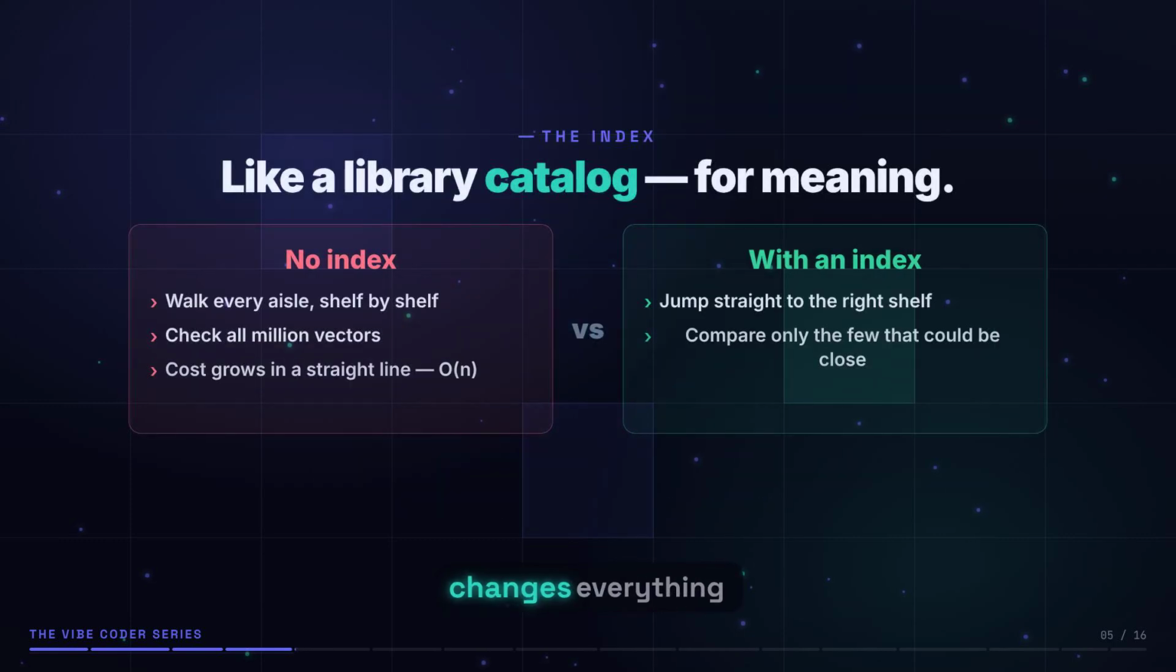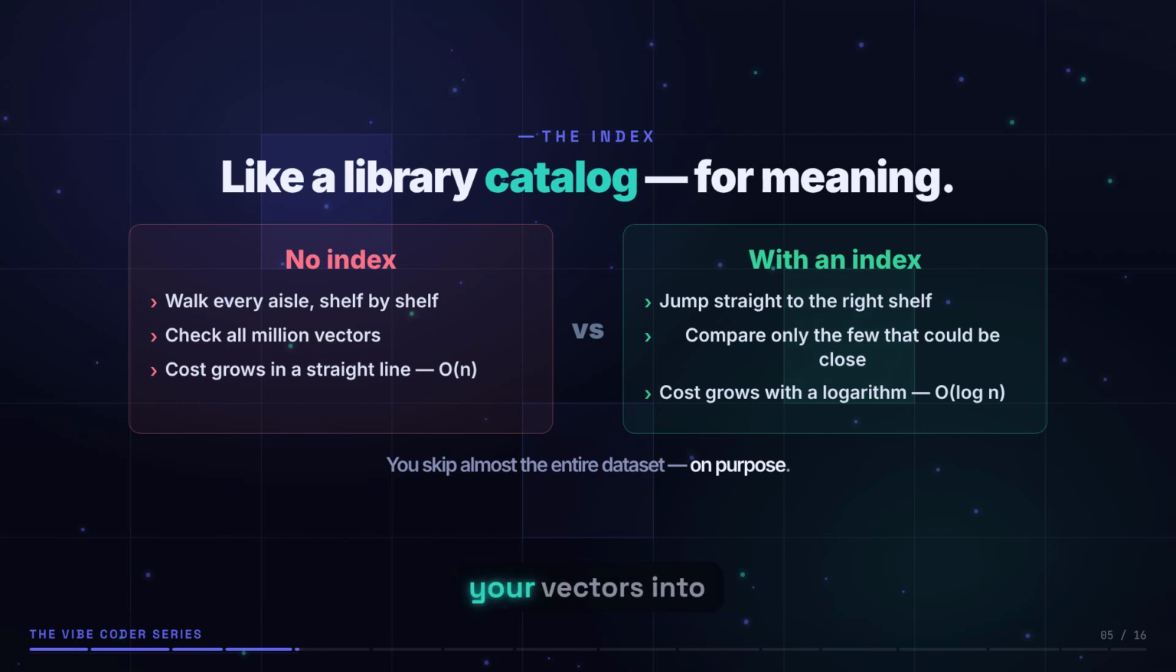This is where the index changes everything. Instead of dumping your vectors into one giant unsorted pile, the database groups nearby vectors together in advance before any search ever runs. Think about a real library. With no system at all, finding one book means walking every single aisle shelf by shelf until you get lucky. Add a catalog and you walk straight to the exact shelf in seconds. The index is that catalog, except it's built for meaning instead of titles.